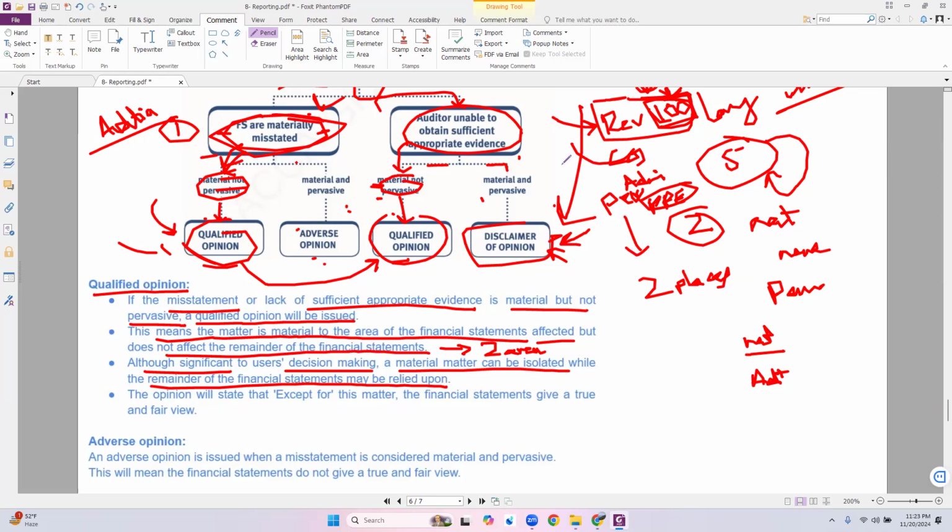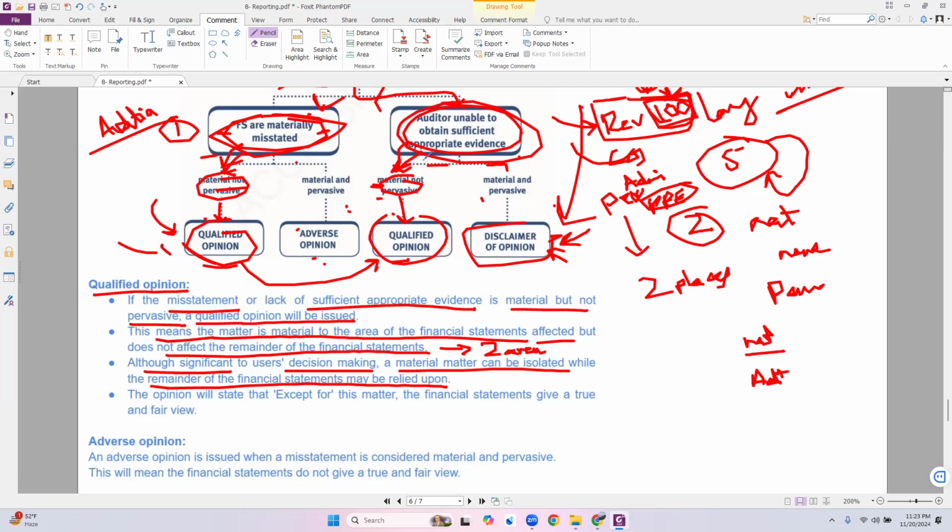Let's come to case number two. You were not able to obtain sufficient and appropriate evidence. Again, PPE and depreciation. Now, what are you going to tell the users? Again, the same thing: that we were not able to get sufficient and appropriate audit evidence just in these two places. The remainder of the financial statements can be relied upon. That's it. Both qualified opinions mean the same thing.